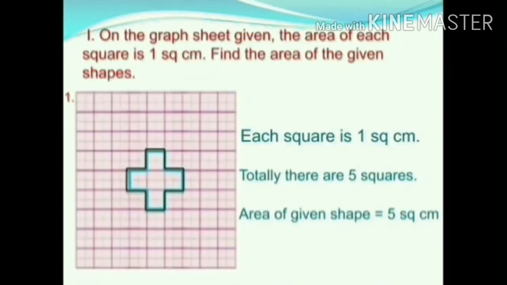Now we will solve the textbook exercise. On the graph sheet given, the area of each square is 1 square centimeter. Find the area of the given shapes. In the first one, we have this shape. It looks like a plus. Each square equals 1 square centimeter. Now we will count the number of squares in the shape. 1, 2, 3, 4, 5. In this figure, there are totally 5 squares. So the area of the given shape is 5 square centimeter.